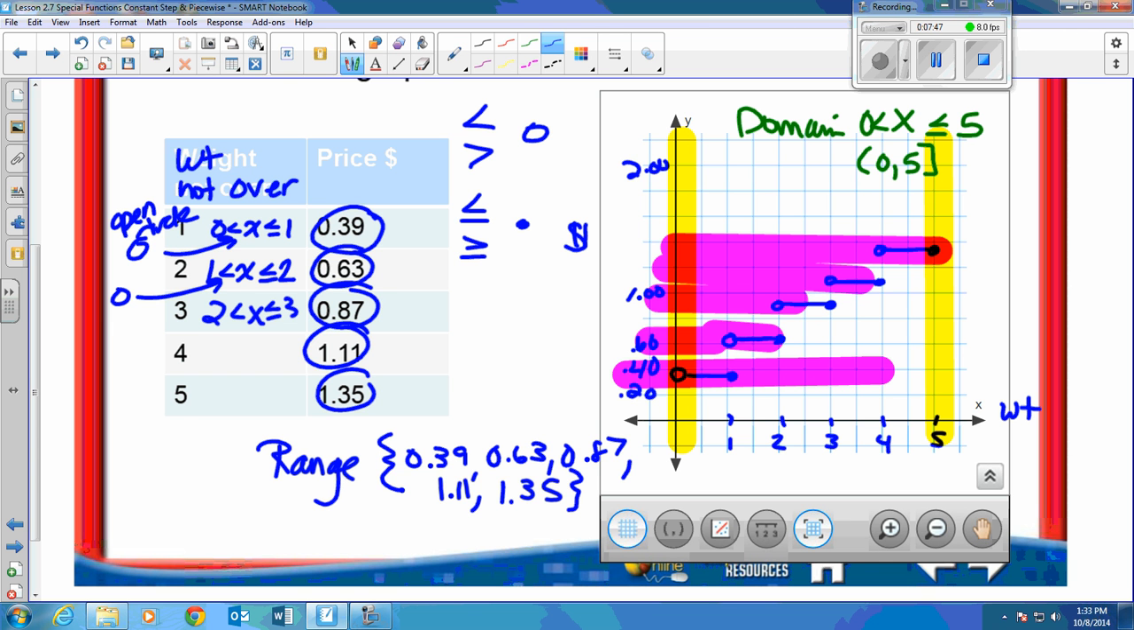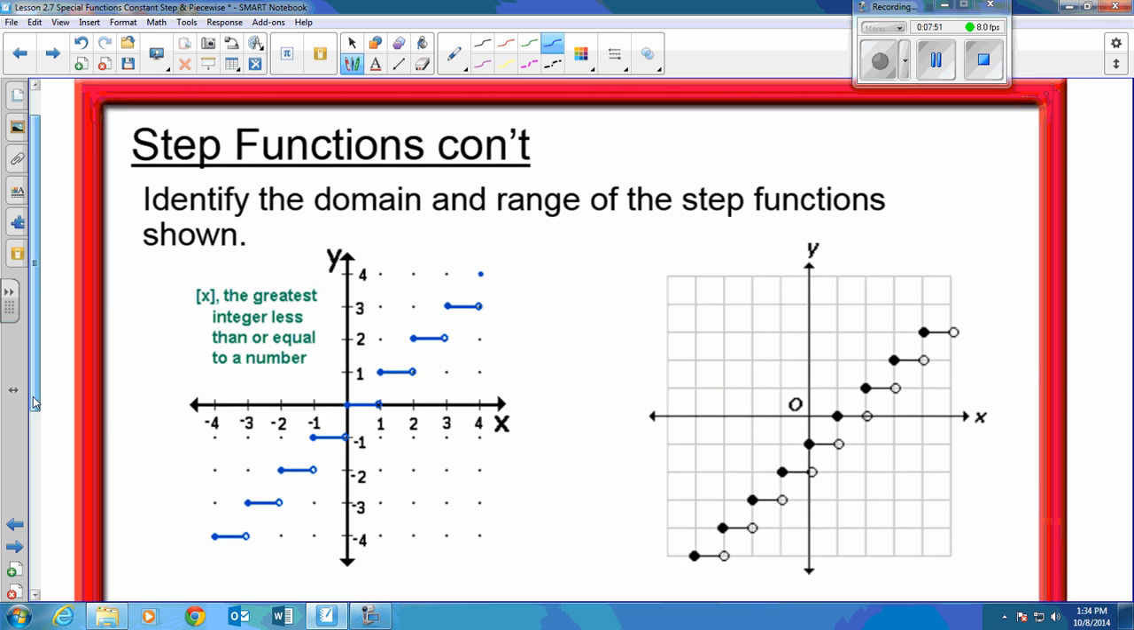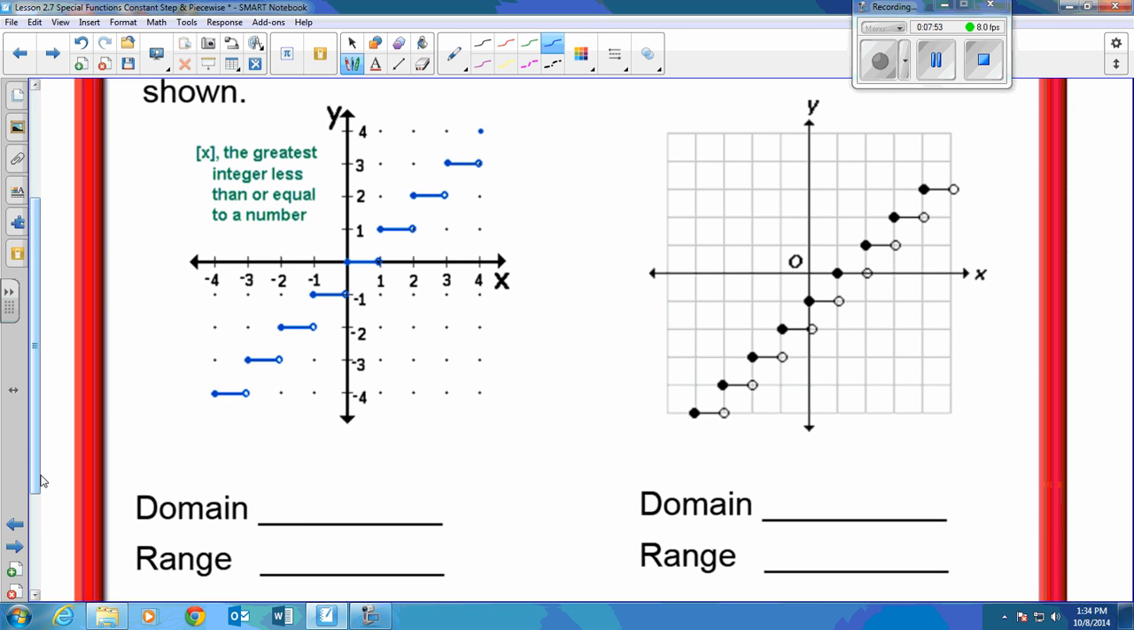Let's do one more. We're going to graph one more, but first let's look at domain and range. This is the greatest integer function. So y equals the greatest integer of x. So we usually write it this way. And that just means I'm looking for the greatest whole number that is less than or equal to my x.